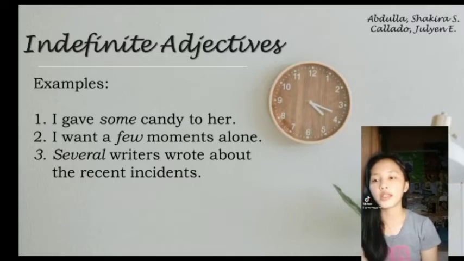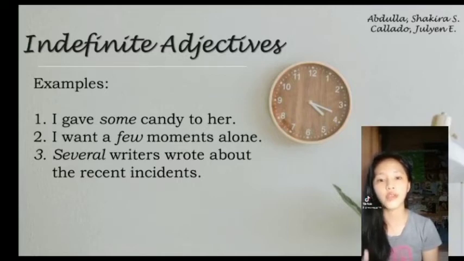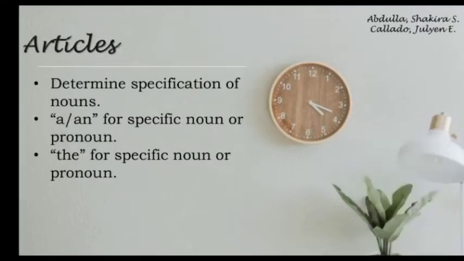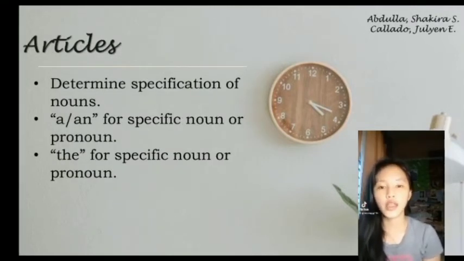Number 3, several writers wrote about the recent incidents. Several is an indefinite adjective that describes the writers. There are writers who wrote about the recent incidents, but you are unsure of how many people or writers wrote about the incidents. It could be 2 or 3 or more, but not so many. Next is the article adjective.